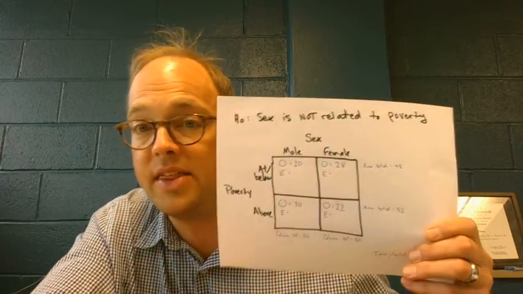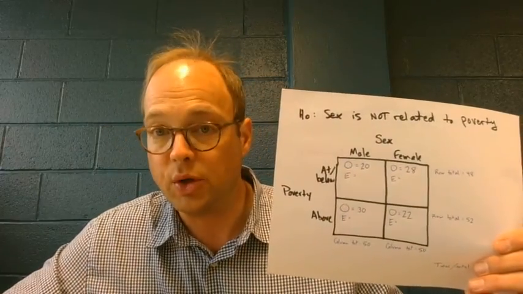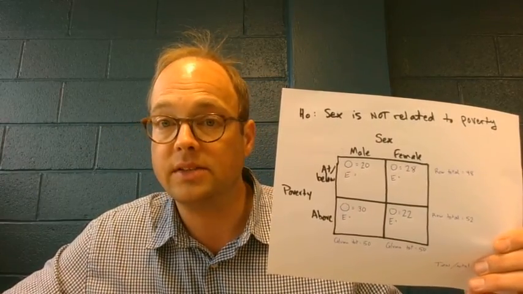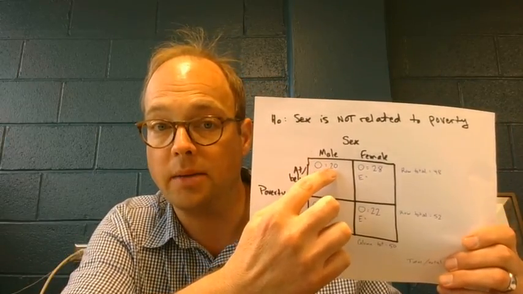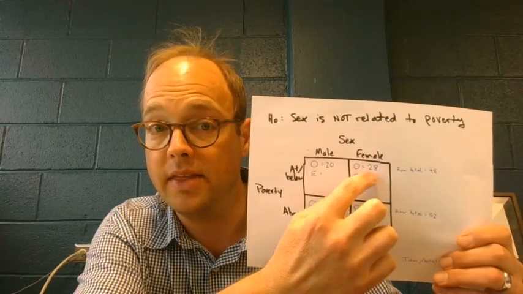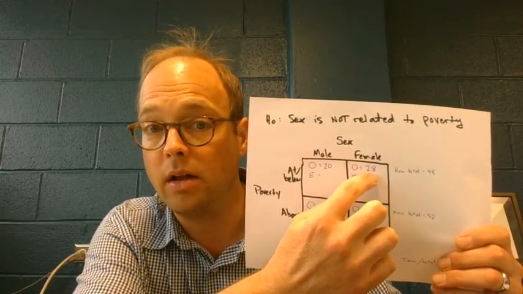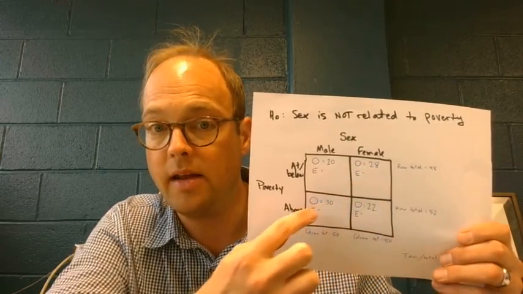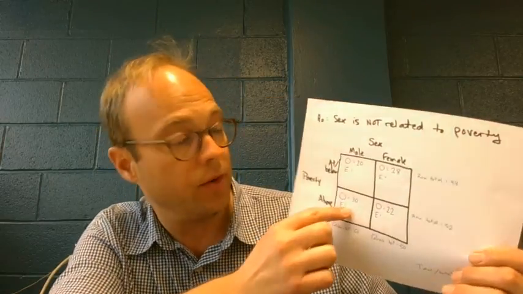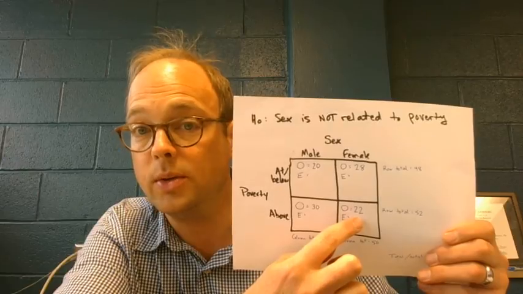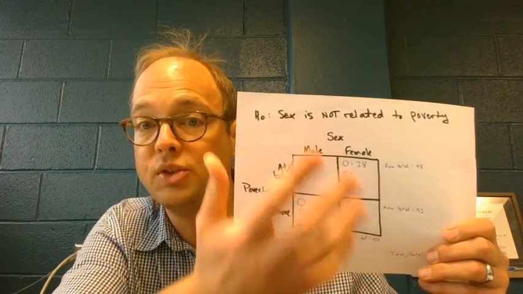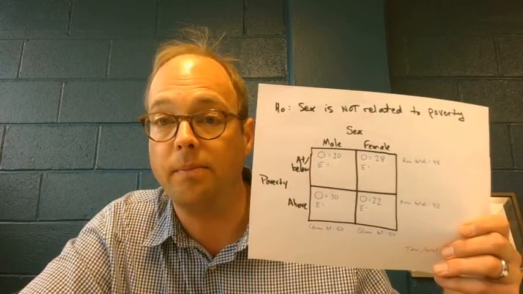Okay, so all I did there was note the observed cell frequencies. 20 in this cell, men who are at or below the poverty line. 28 in this cell, women who are at or below the poverty line. In this cell, 30 men are above the poverty line. In this cell, 22 women are above the poverty line. Observed is simply how the data fell. That's what our data said.